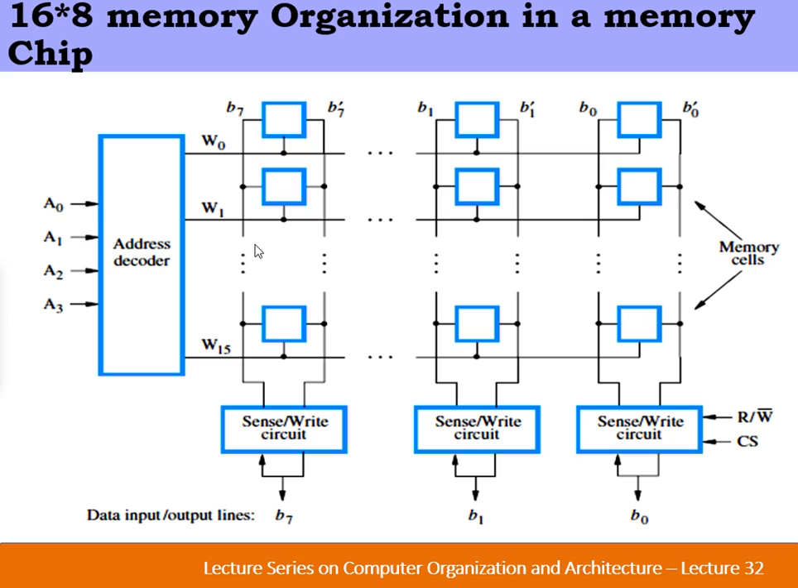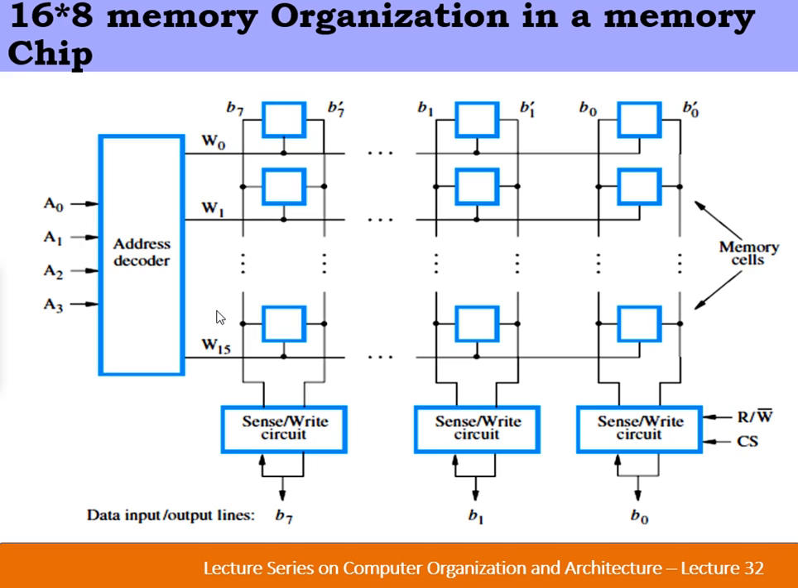So column wise we have two lines connected. From every column two lines are connected to this sense/write circuit. One you can use to store the information and the other you can use to retrieve the information. So here if I want to access any particular memory location among the 16 words, that is, among the 16 rows, which is nothing but 16 memory locations.